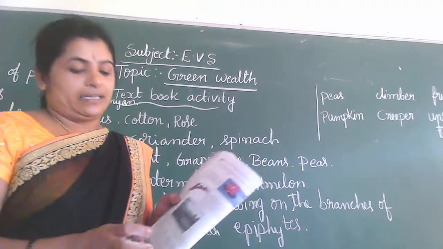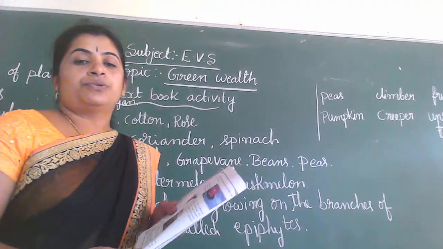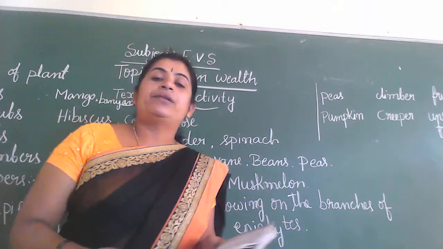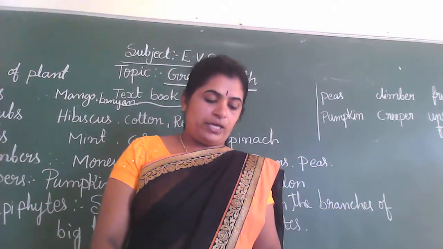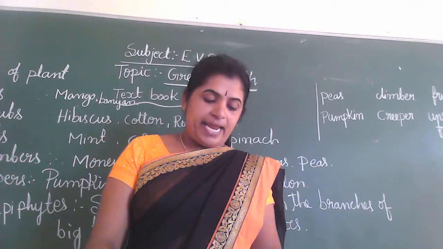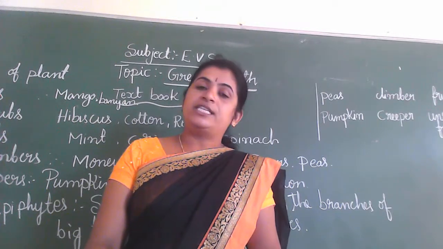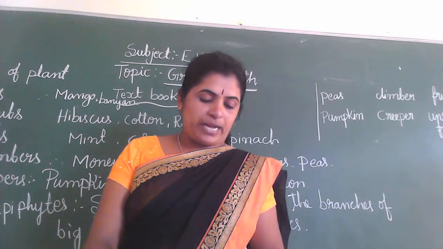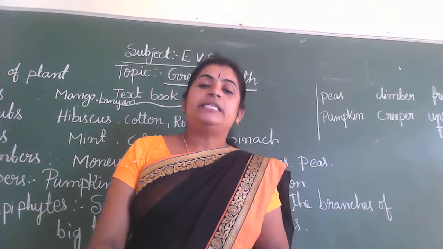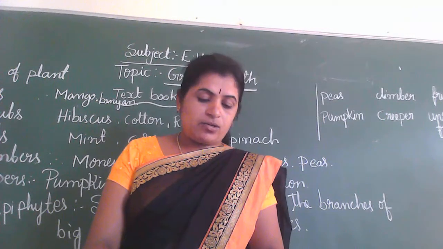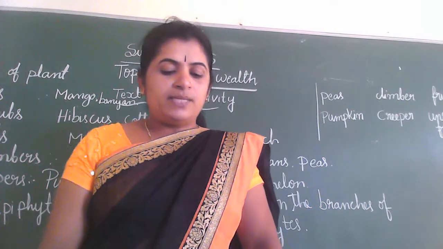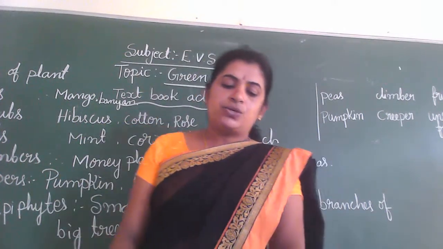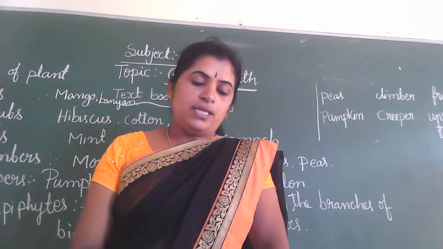What crops can be grown in the fields? Paddy, wheat, ragi, jowar, sugarcane. You have to write here. Cotton, grains, beans, vegetables, flowers. You have to write the names for 10 crops. Okay.